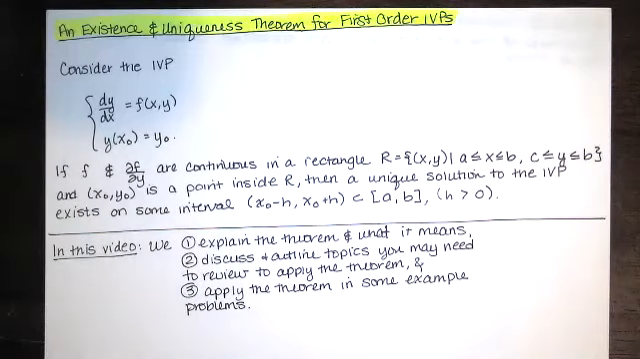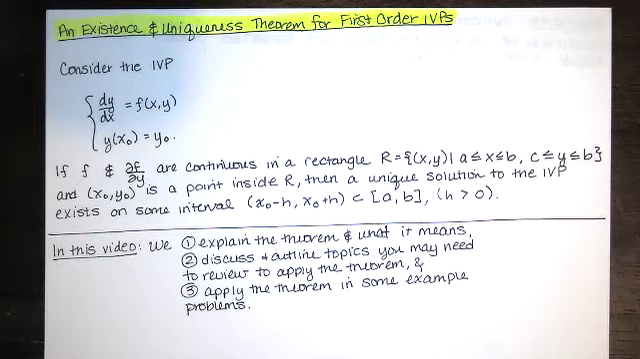This video is about an existence and uniqueness theorem for first-order IVPs. So that is a first-order differential equation combined with an initial condition. One of the most important questions that we can ask ourselves whenever we're faced with an IVP is, first of all, does a solution exist? So should I even waste my time looking for a solution? Is there a solution out there?